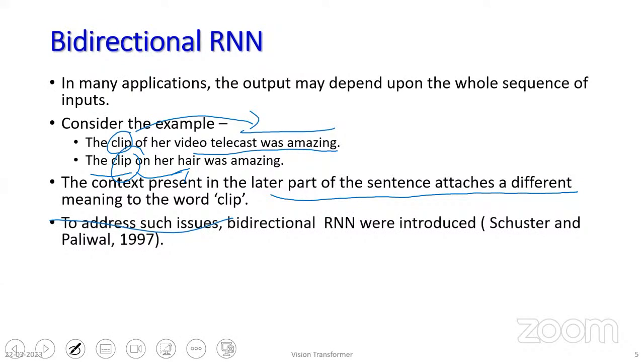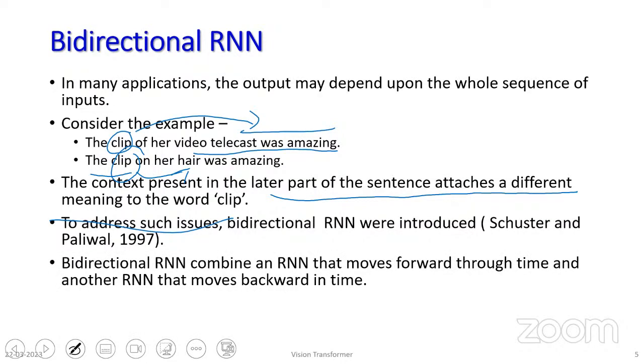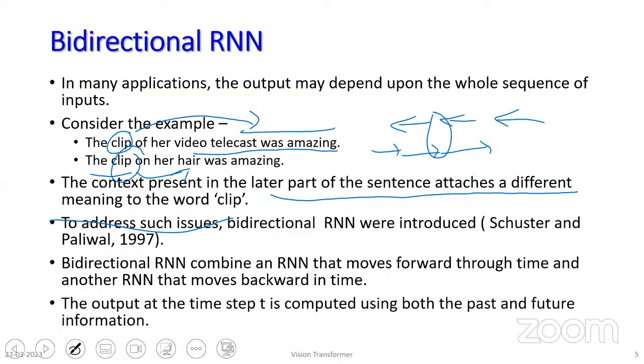So to address such issues, bidirectional RNNs were introduced in 1997, and they combine an RNN that moves forward the information processing and information processing in the backward direction. These are combined, and finally you interpret or take the most appropriate word, the probability of occurrence of a word. So output at each time step is computed using both past and future information.